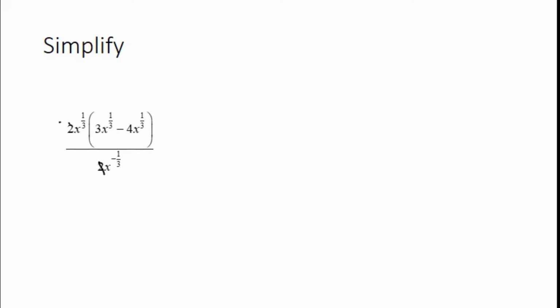So this 2 and this 2 is going to divide out, which means that we should be able to rewrite everything as x to the 1/3 times 3x to the 1/3 minus 4x to the 1/3 all over x to the negative 1/3.